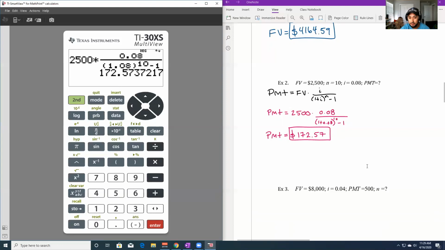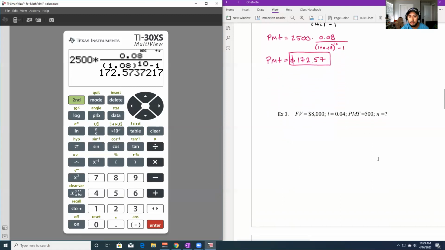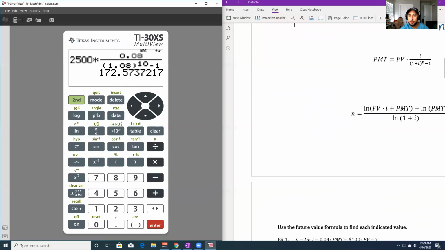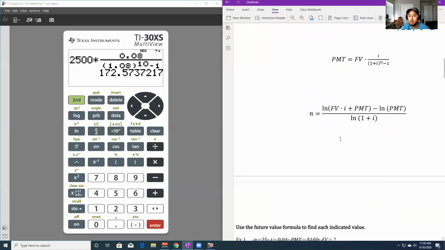All right, so which means we can move on to number 3. Future value is 8,000. I is 0.04. Payments 500. What's the value of n? Which means we are going to use the third formula over here. There we go. So I'll write that down below as well before continuing.